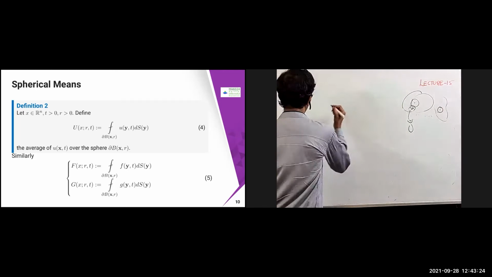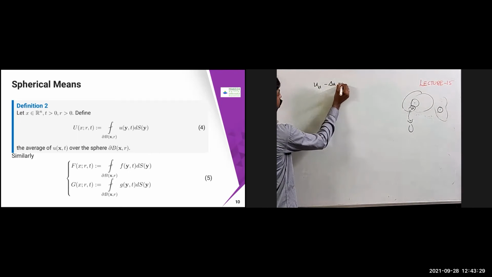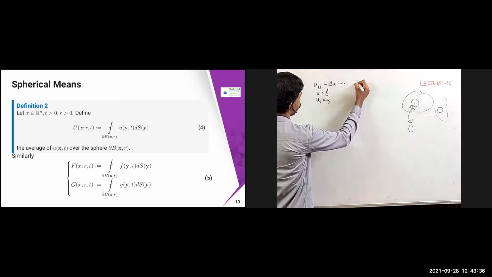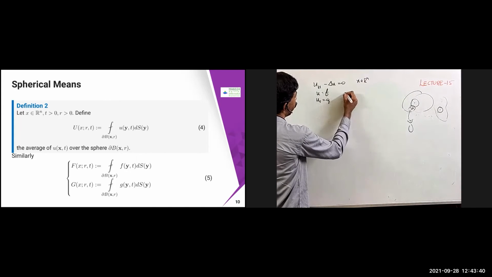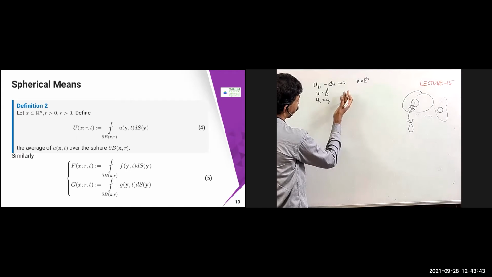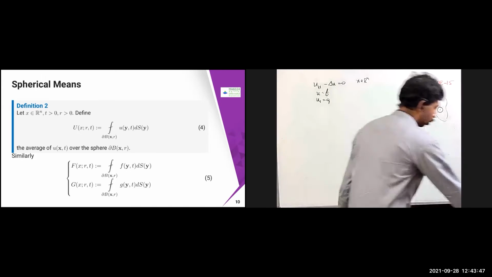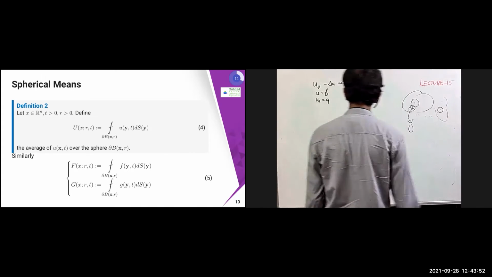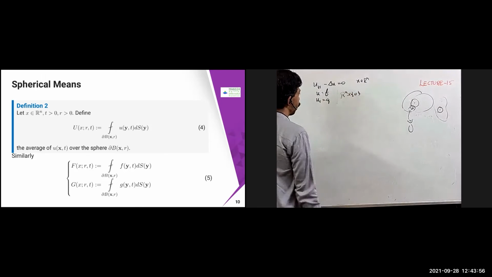So the problem I have to solve is u_tt minus delta u equal to 0, with u equal to f and u_t equal to g. Assume the appropriate domain where x belongs to R^n. Here also you can see the domain: x belongs to the domain, t equal to 0, and similarly u_t equal to g. So this is the equation we are going to solve, on R^n cross (0, infinity).